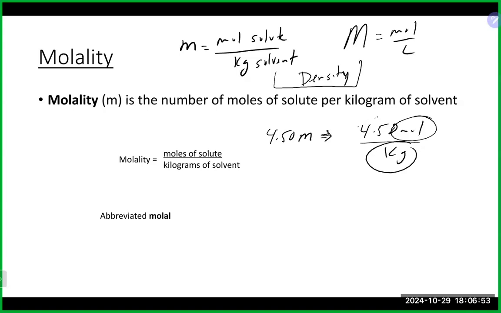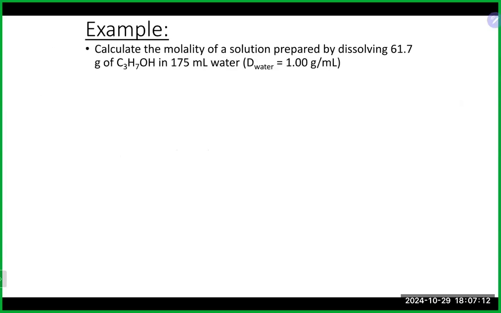Molality is a common concentration unit that is frankly used for what we'll talk about in chapter, I want to say 10-ish maybe, which is colligative properties. There are a lot of those formulas with molality in them. So why don't you try one here? Calculate the molality of a solution that's prepared by dissolving 61.7 grams of C3H7OH in 175 milliliters of water. The density there of water is 1 gram per mil.